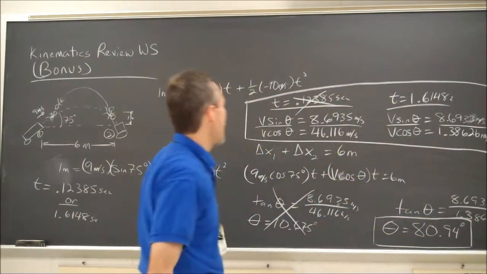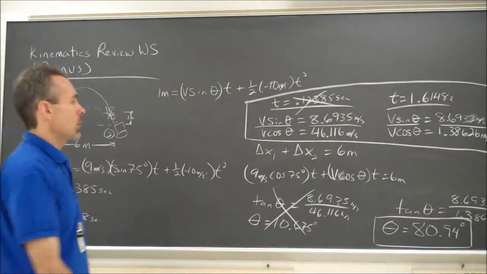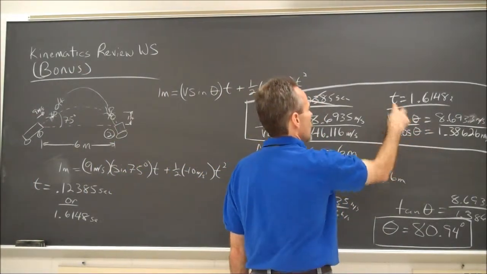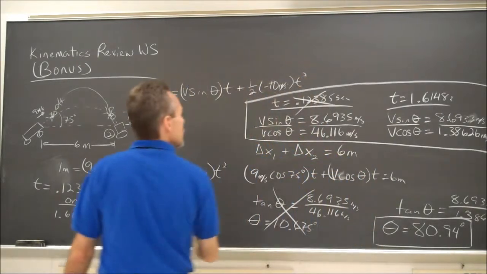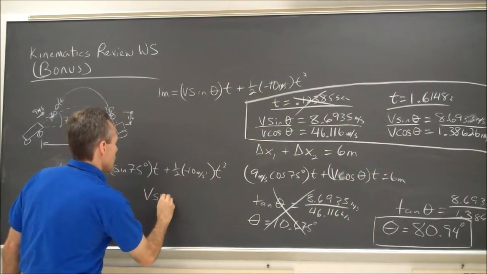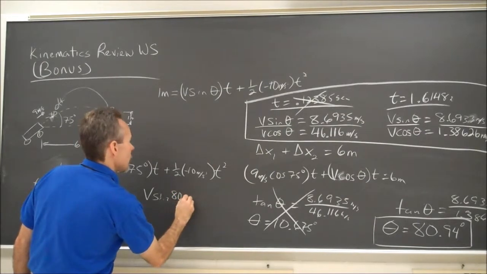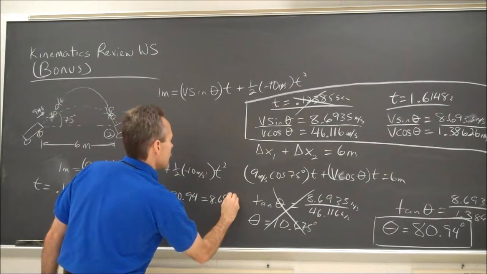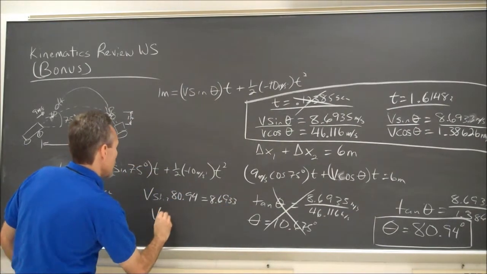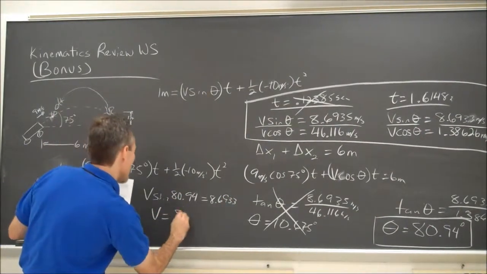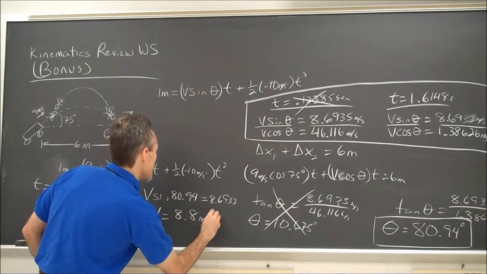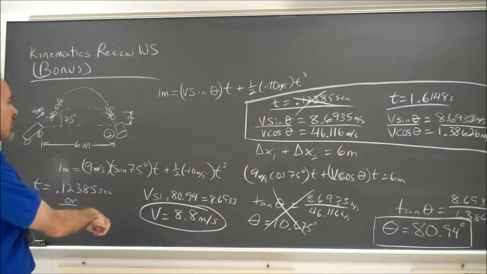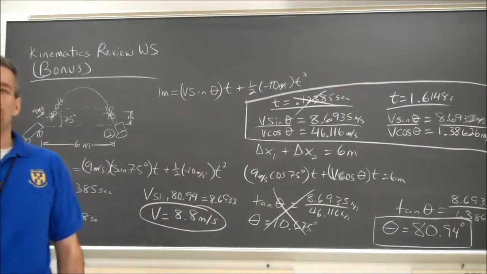Now I can plug that angle in pretty much anywhere I want to. Either I could put it in right here, or I put it in right here and solve for v. So let's do that. V times sine of 80.94 is going to be equal to 8.6933. Solve for v, and I get v to be equal to 8.8 meters per second. So the velocity is 8.8 meters per second, 80.94 degrees above the horizontal.